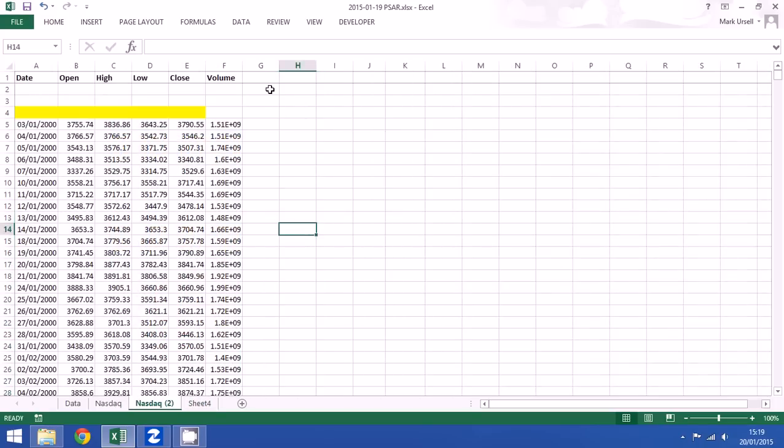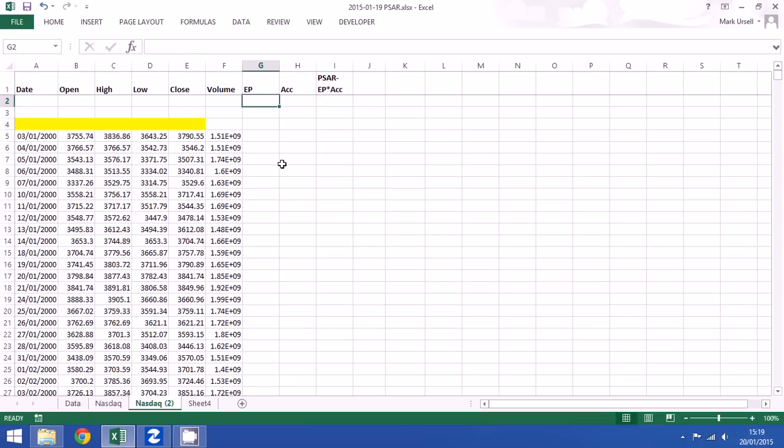Now to get on with showing you how you can calculate it for yourself, I'm going to put in, based on this historic data, some titles. We have the extreme point, acceleration. We've got here the PSAR minus the EP times acceleration. Now this is the amount that the PSAR will change. We have here an initial PSAR and a PSAR and a trend.